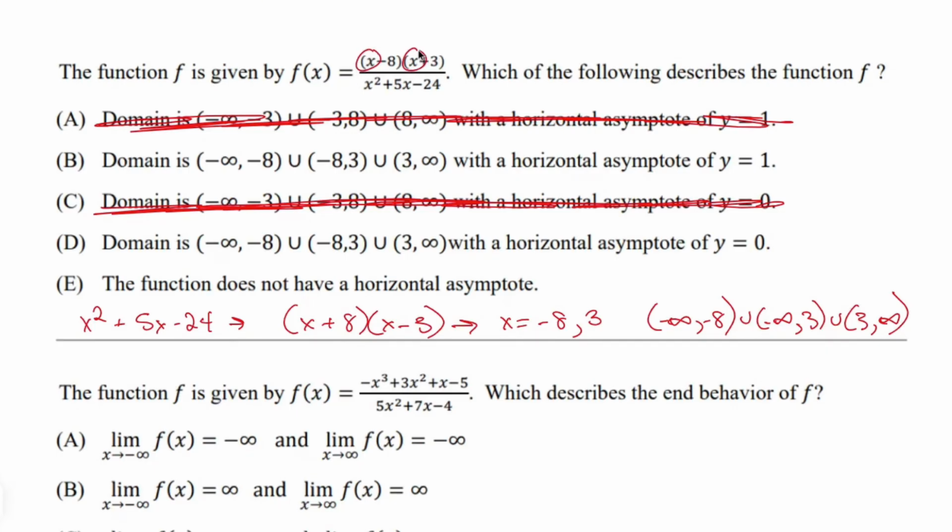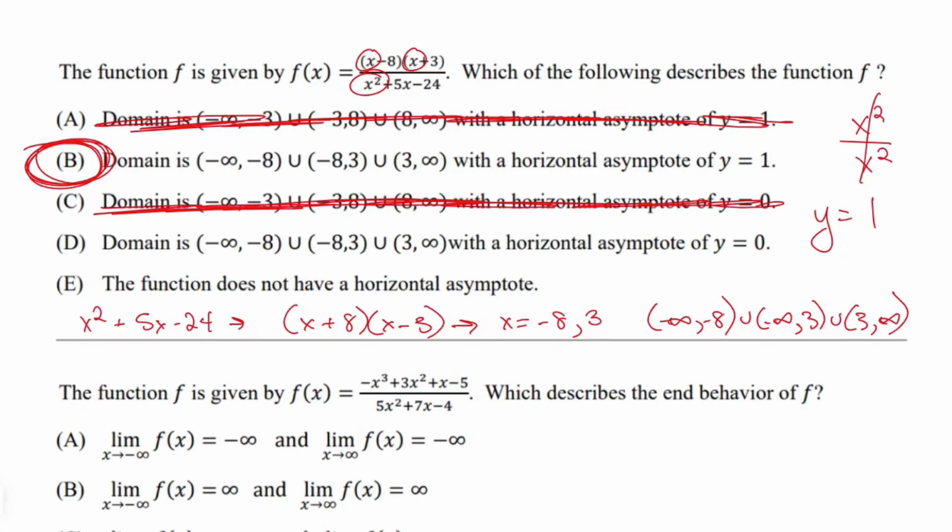The top is x squared, and the bottom is x squared. The same exact degree. Simplify them, and you get 1. So the end behavior has it flattening out at 1, which means the horizontal asymptote is y equals 1, making B our answer.